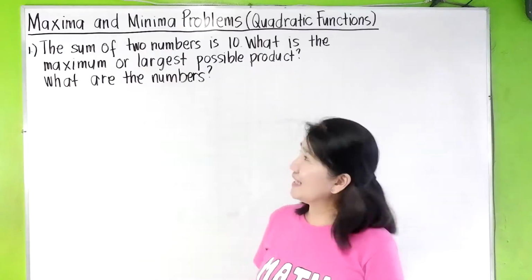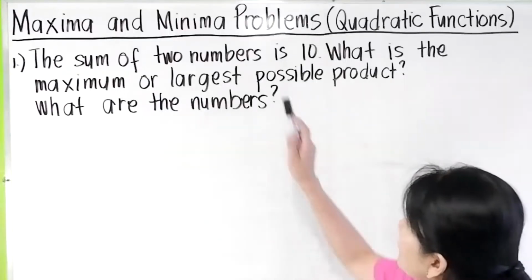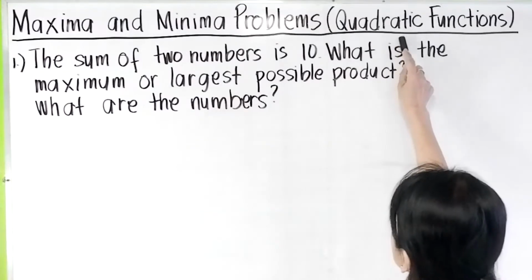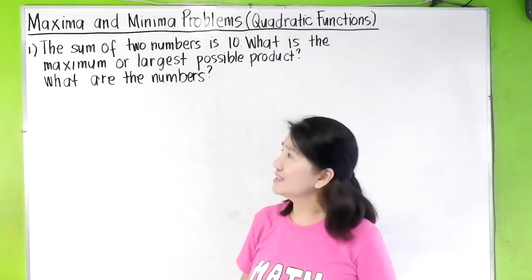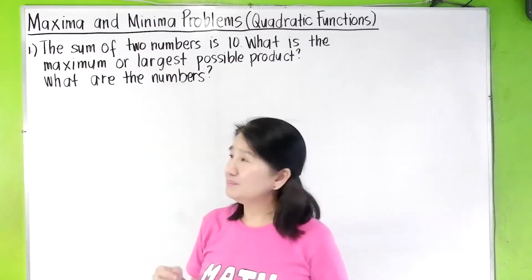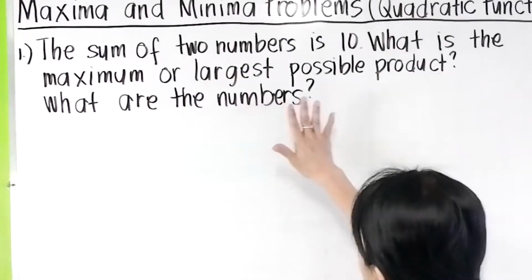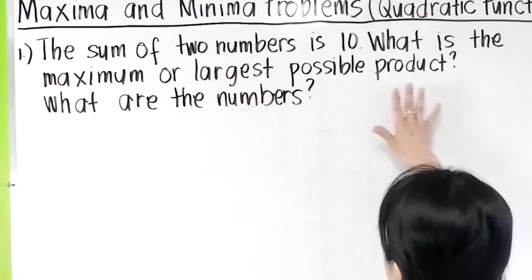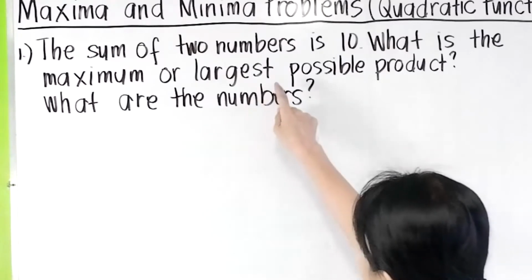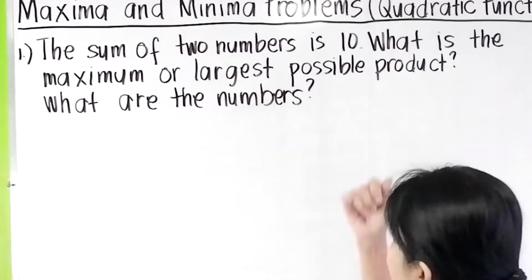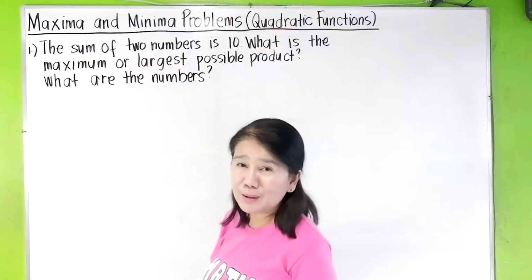Our lesson for today is Maxima and Minima problems from the quadratic functions. First problem: the sum of two numbers is 10. What is the maximum or the largest possible product? And what are the numbers?